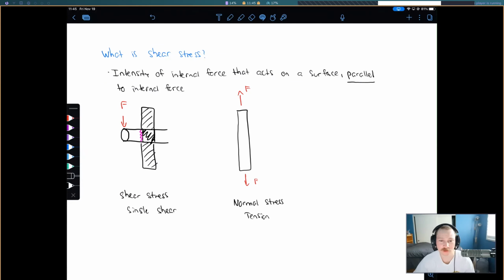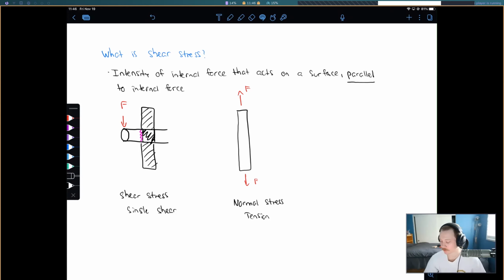Alright, so shear stress, this is probably a throwback to the very beginning of your solid mechanics class. Whether you already took that class or you took it this semester, it's probably in the very beginning that you were first introduced to shear stress. The definition is the intensity of the internal force that acts on a surface, and that's going to be parallel to that force.